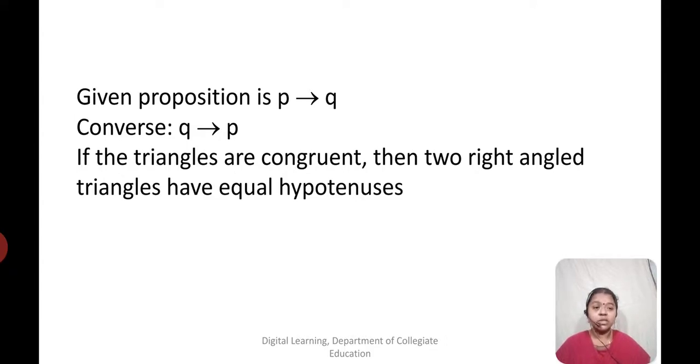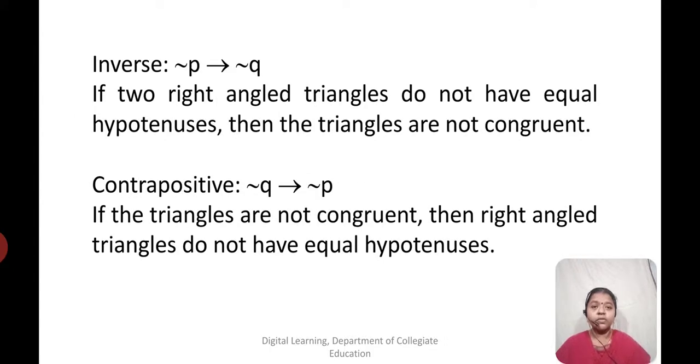The next was the inverse. As I've told you, inverse is negation P implies negation Q. So already we have proposition P and proposition Q. You have to add the word not at an appropriate place so that it gives us a meaningful sentence. So if I write it in words, it will become: if two right angle triangles do not have equal hypotenuse, then the triangles are not congruent.